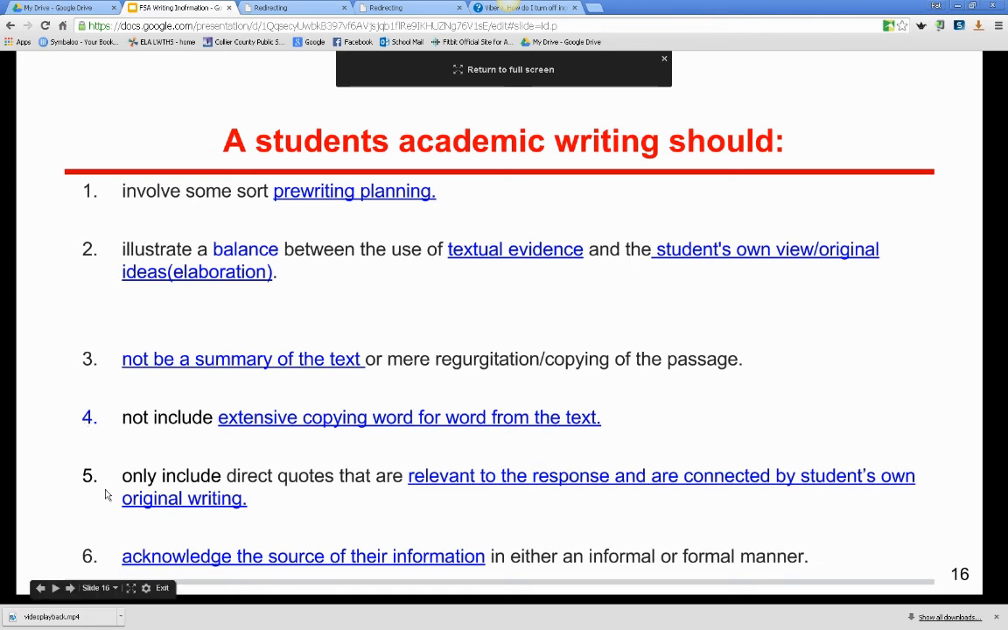Using direct quotes is perfectly okay as long as they are relevant to the response and they're connected by the student's own original writing. So they pull a quote from the text, they put it into their writing, and then they analyze why that quote supports their position. And students always have to acknowledge when they take information from the text. In the case of FSA writing, it does not have to be an MLA internal citation. It can simply be something like the author stated that, and then say what the author stated. Or in paragraph 2, it says just something so that the reader knows that they are taking information from the text.